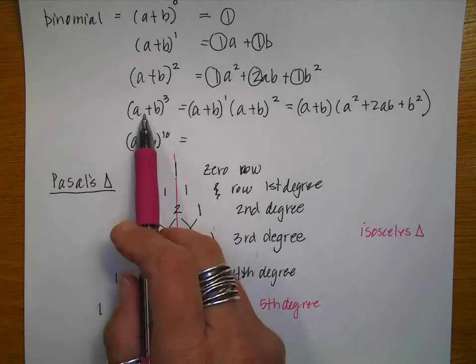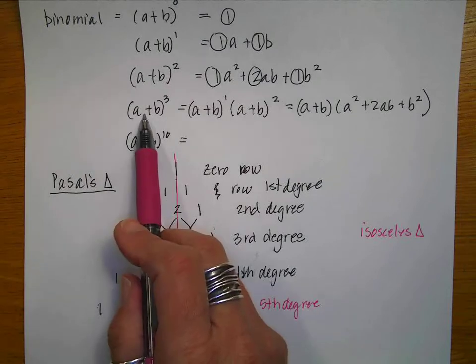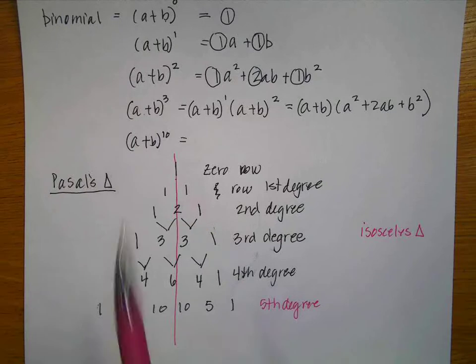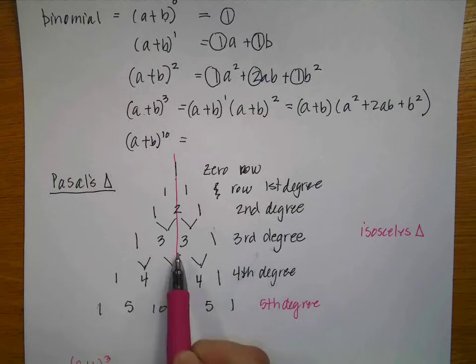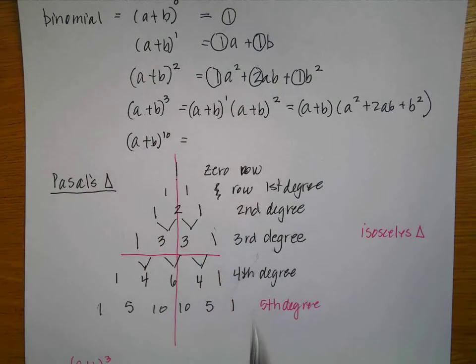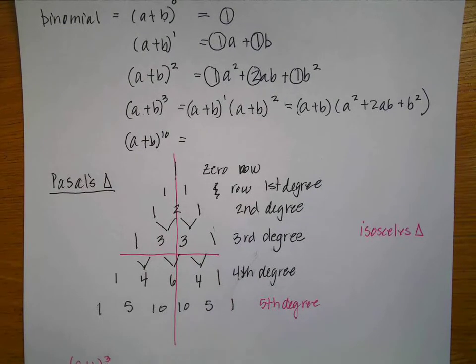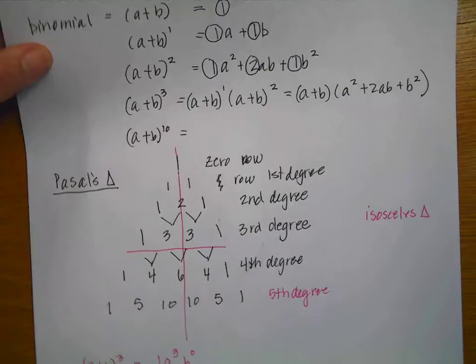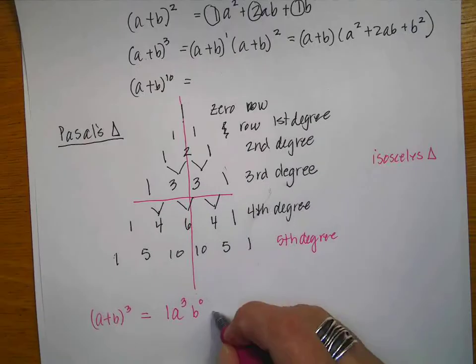So now what I want to show you is if I was actually going to expand this right here. So if I wanted to do a plus b to the third, then I'm going to use the third degree row. And so it's cool to notice that I'm going to have a 1, and then I'm going to have a to the third, and then b is going to be to the 0, okay? And you can't see it. That's a bummer.